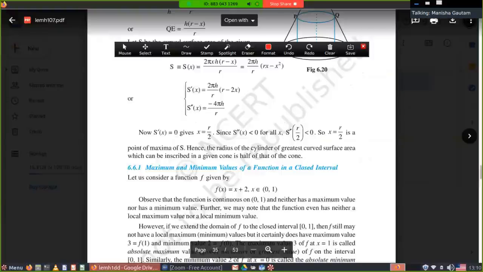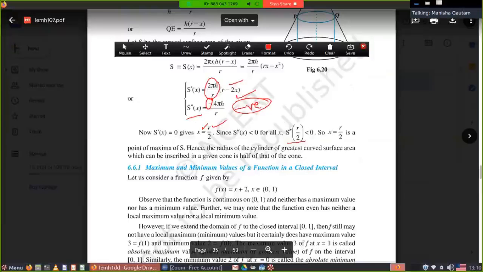Now put the first derivative equal to 0. You put it equal to 0, you are getting x is equal to r by 2. This becomes 0 and x is equal to r by 2. At r by 2, what is the second derivative? At r by 2, the second derivative will be negative because the minus sign is already there. So it means what? It is negative.